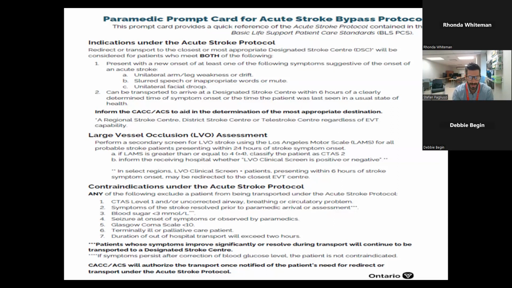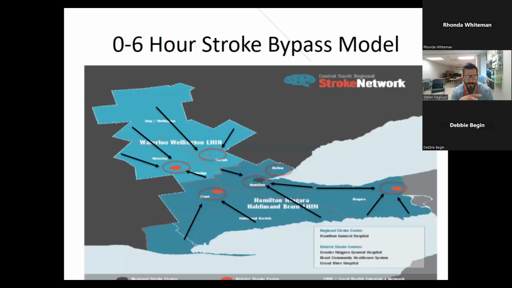So we'll go to the next slide there, Rhonda. And so this map here is meant to grossly show the patterns of transport for patients who are within that window within our region. You can see here that areas with non-stroke hospitals or non-stroke specialty hospitals are clearly bypassed to get to the designated stroke centers for immediate stroke workup and treatment. This model is really put in place to ensure that any patient found to have stroke symptoms within that time frame get immediately to a stroke center.